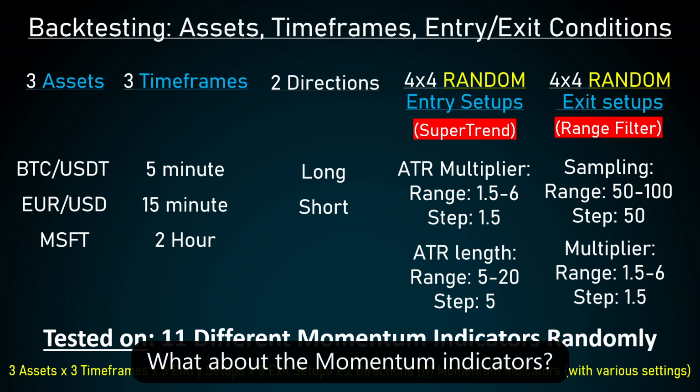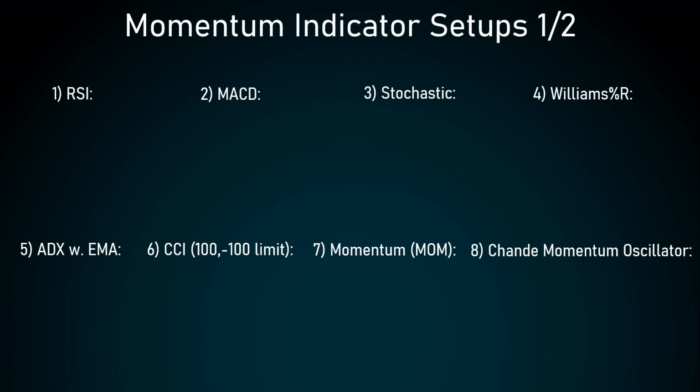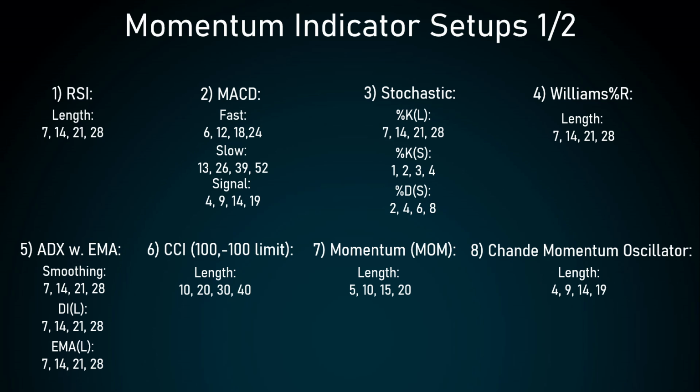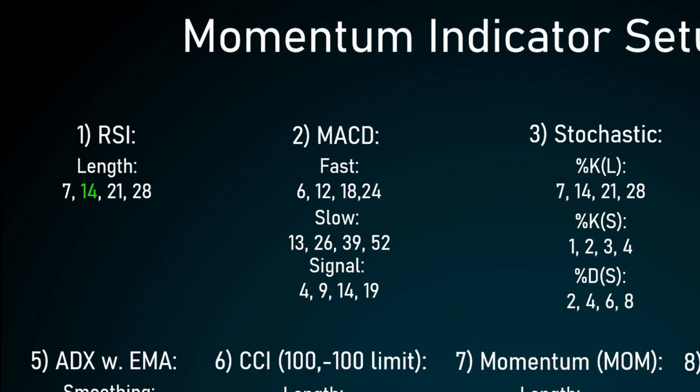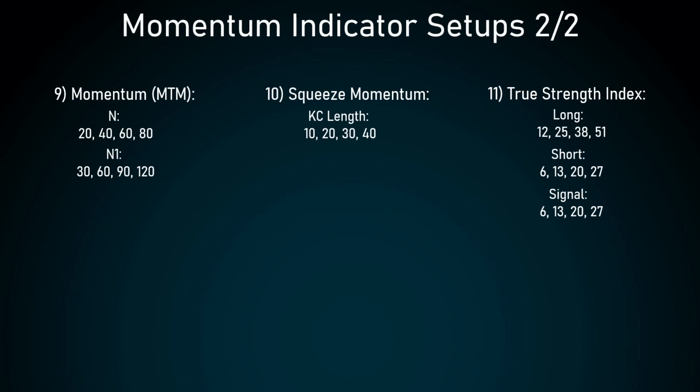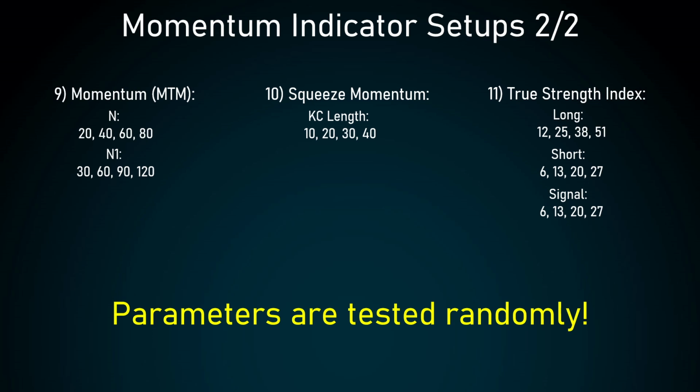But what about the momentum indicators? For choosing which parameters to test on the momentum indicators, I choose a simple method. I will be testing a multiplication of the default values. For example, let's take a look at the RSI. The RSI's default length value is 14, so I will test 7, 14, 21 and 28 length. Just like with the entry and exit signal indicators, I will be backtesting each momentum indicator with random parameter settings.